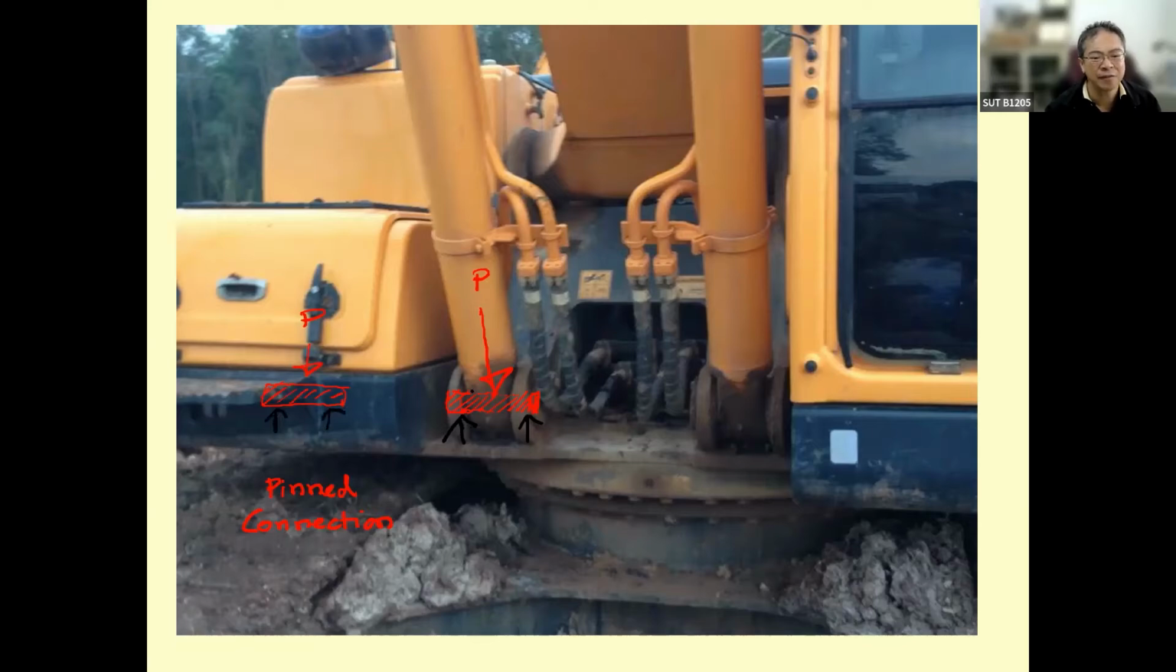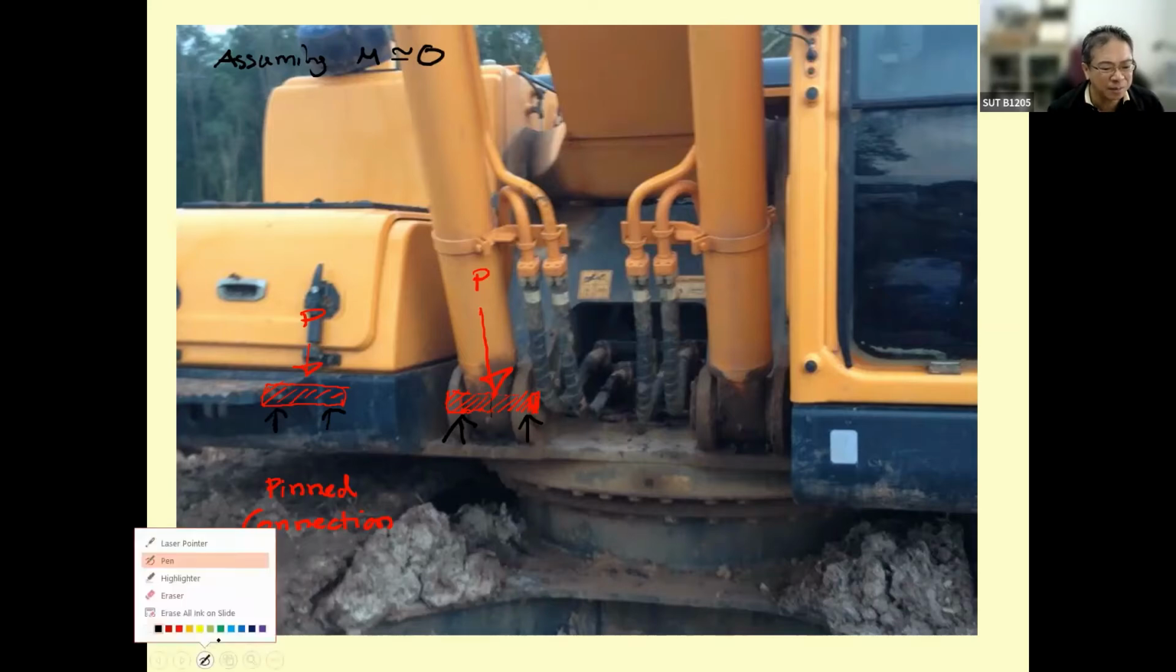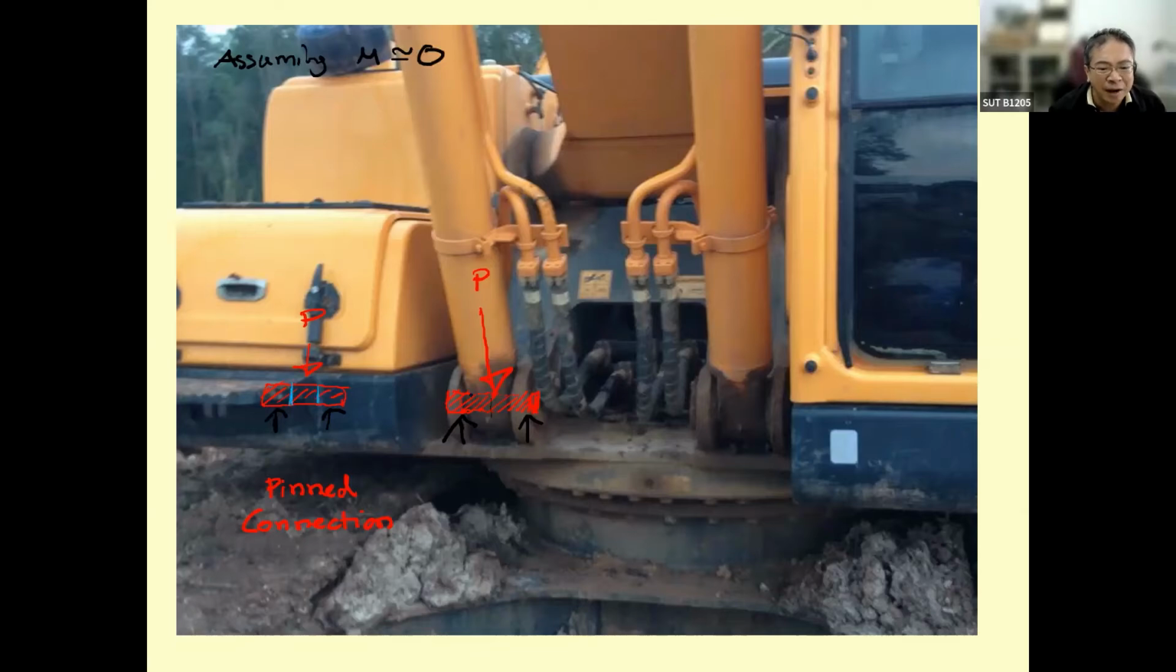If the eccentric length is very small, we assume that the moment due to this kind of eccentricity is approximately 0. By doing this, you may say this portion will be cut. The cut point is over here.